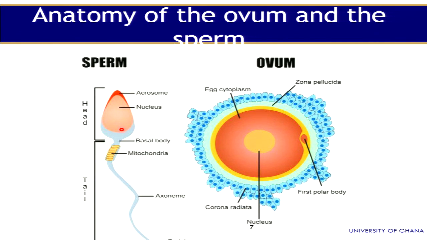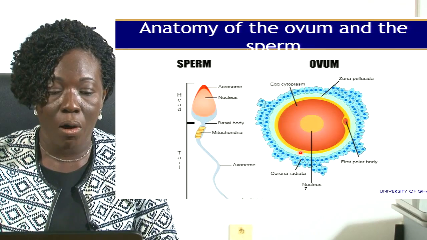And it's very, very small. It's about 0.05 millimeters in diameter. And the ovum is actually the largest cell in the body. It's about 0.15 millimeters in diameter. The ovum also contains a nucleus, a cytoplasm, and a surrounding membrane called the zona pellucida. The zona pellucida is also surrounded with cells known as the corona radiata. The ovum also contains 23 chromosomes.